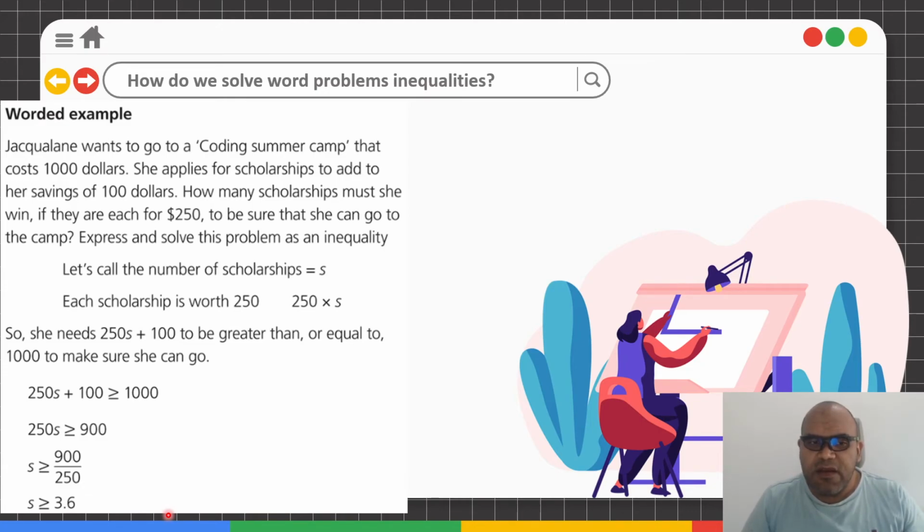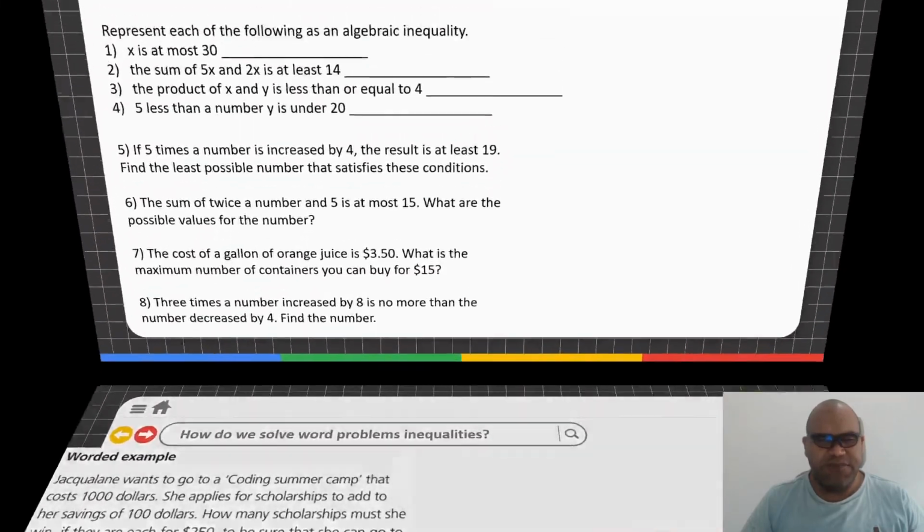And we solve. Okay, let's call the scholarships S. Each scholarship is worth 250. We have 250 times S, and she has already 100. How much more does she need to get it? At least. Okay, that's why we solve this with an inequality. We use inequality to not have an exact result. We get the possible results, a group of results, not just one. And here, if you solve it, she needs at least 3.6 scholarships.